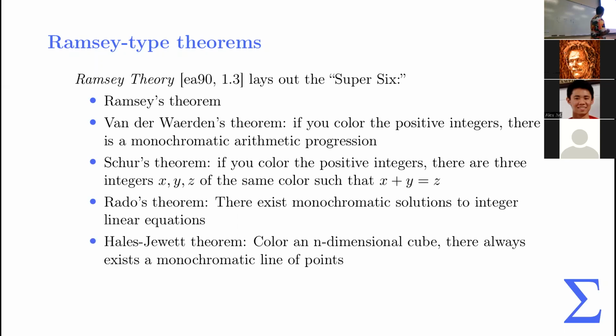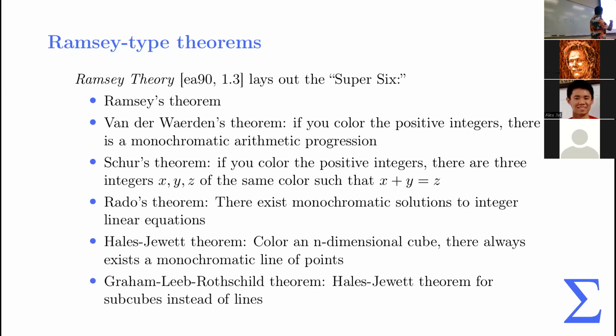The next 3 are actually generalizations of the first 2. Rado kind of generalizes both van der Waerden and Schur's. Hales-Jewett generalizes van der Waerden. Rothschild generalizes Hales-Jewett. And you can see they're all about coloring these structures. You make a structure, you color it randomly, and you look for some substructure that's not chromatic.